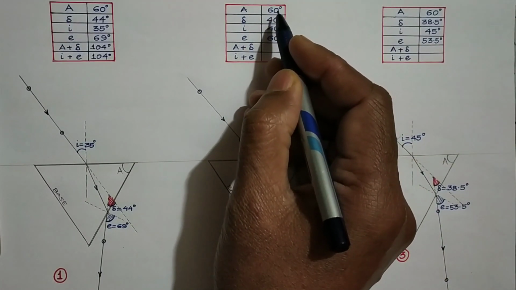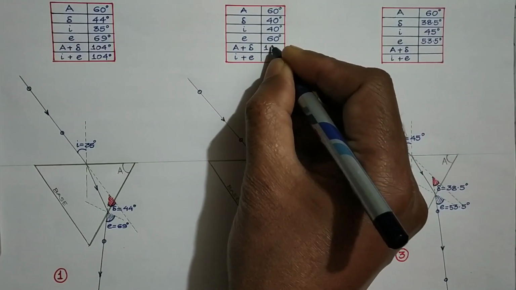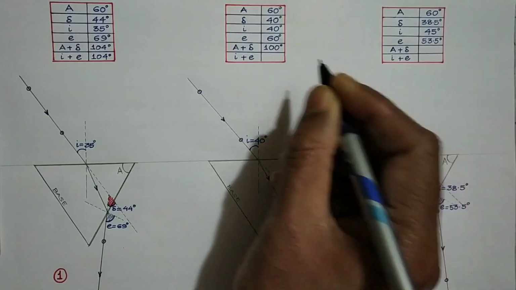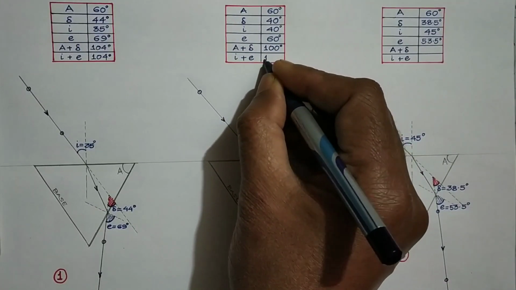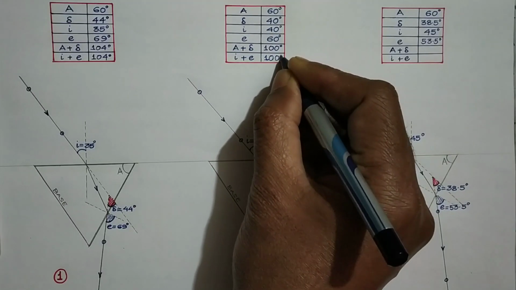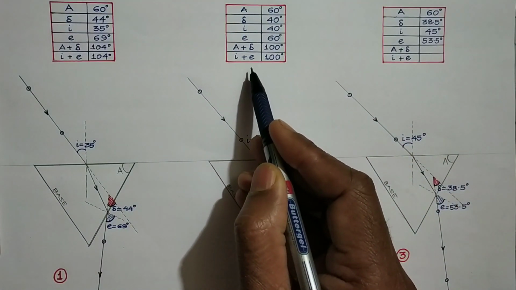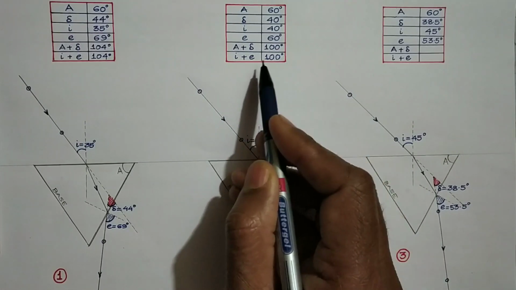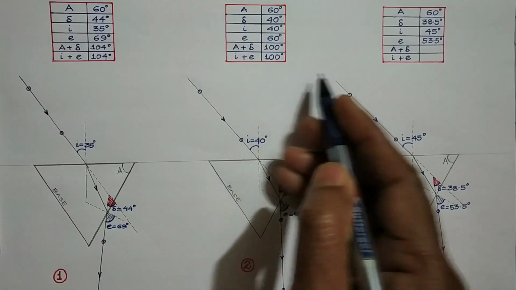Let's verify this formula for this particular set of observations, right? Here A is 60 degree, del is 40 degree. So A plus del, 60 plus 40, it would be 100 degree. Over here I plus E, 40 plus 60, again it comes out to be 100 degree. So this relationship between angle of prism, angle of deviation, angle of incidence and the angle of emergence is found to be the same, right? A plus del is found to be equal to I plus E.